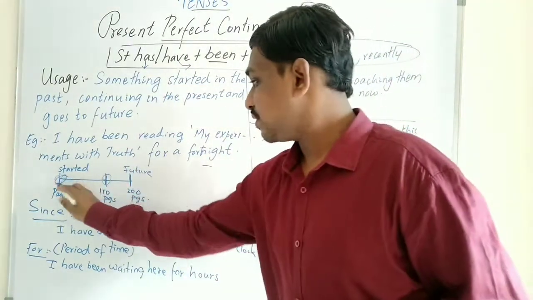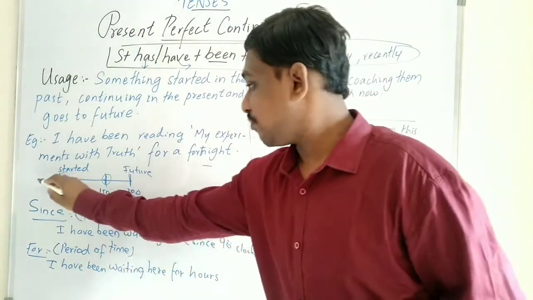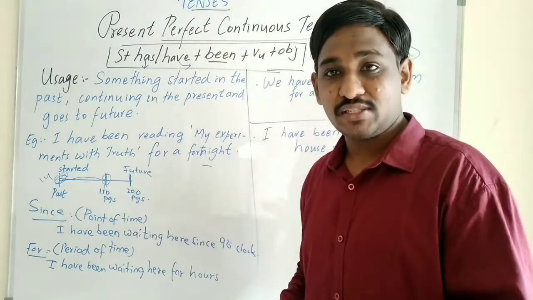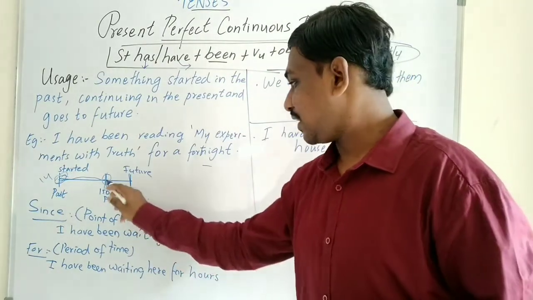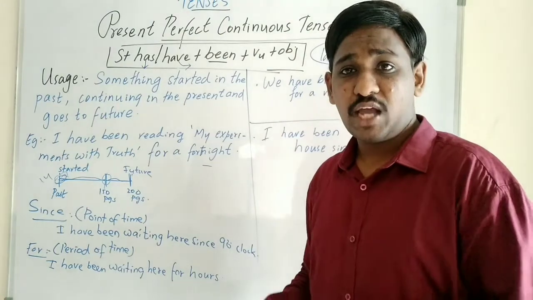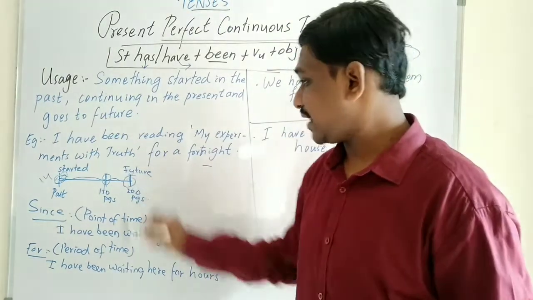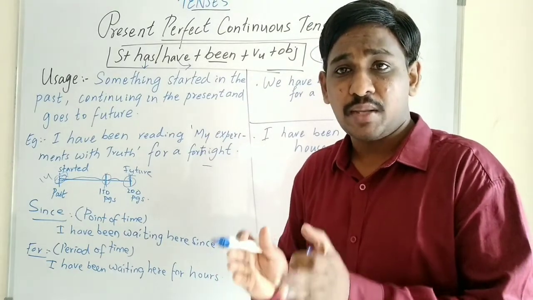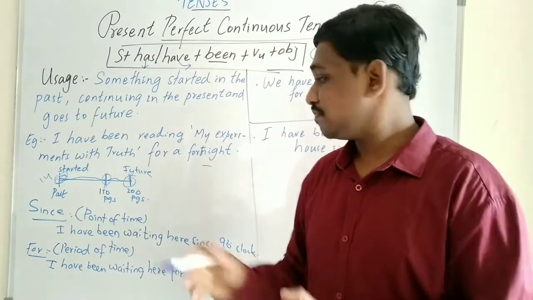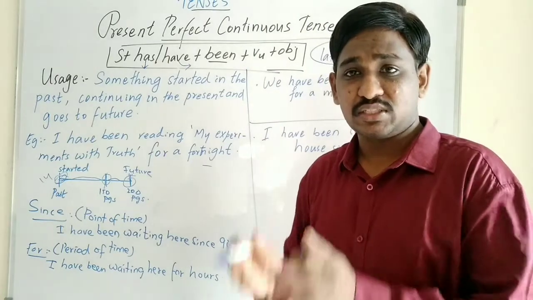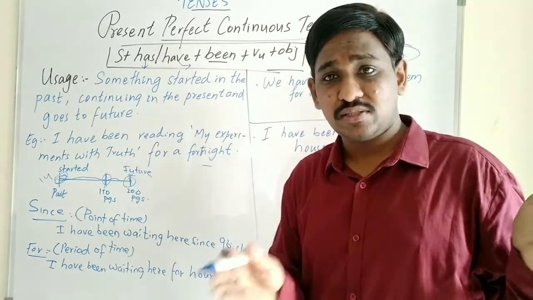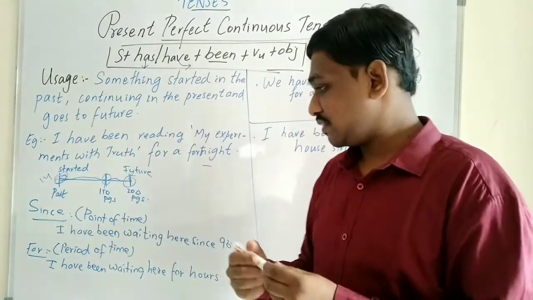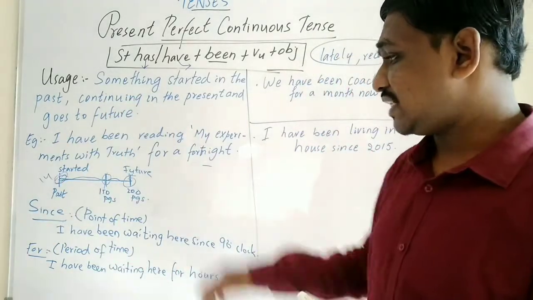So you started 14 days back. Now after 14 days, you completed 150 pages. There are totally 200 pages. So it will continue maybe for a week or less than a week. So that time you can tell, I have been reading the book, My Experiments with Truth, for a fortnight. So he still did not complete. It started in the past, it continued to the present, and it will also continue to the future, some more days. So that is the example.